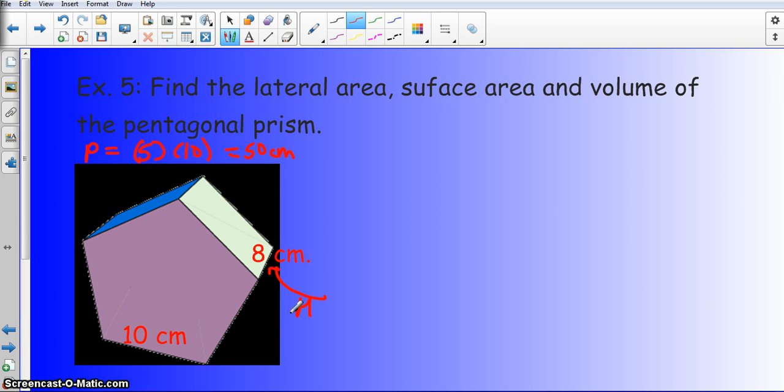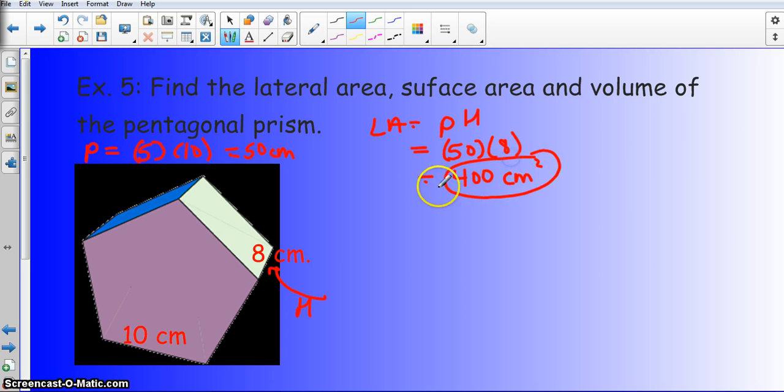And now let's actually get started. Remember, at any time you should be pausing and going back if you need to. So, lateral area is the perimeter of the base times the height. The perimeter we found at 50, and the height is 8, so 400 centimeters squared is our lateral area. Surface area is our lateral area plus 2 base areas. And so I know I have the 400. Now I'm going to have to add 2 base areas, and I think I'm going to have to do some work for this base area.